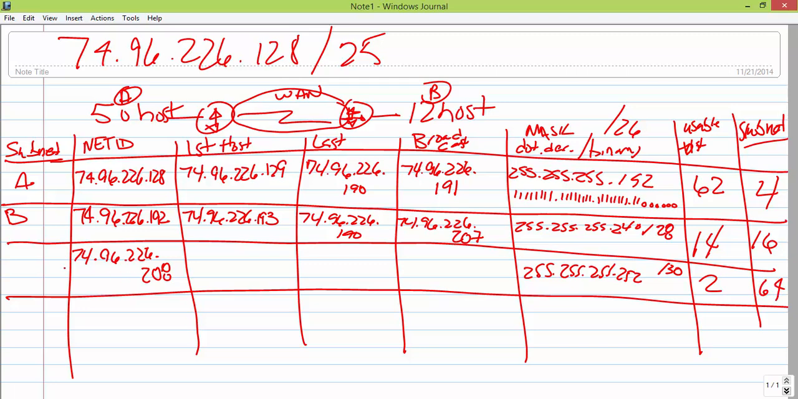On this one, it's fairly easy to do because you only have the 4. You have the net ID, the first, the last, and the broadcast. I hope this helps you understand how to do the first example in your subnetting problems.